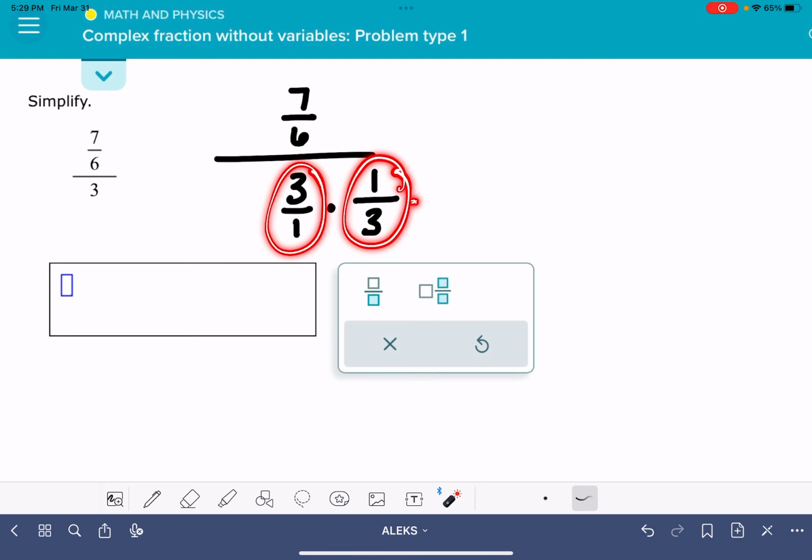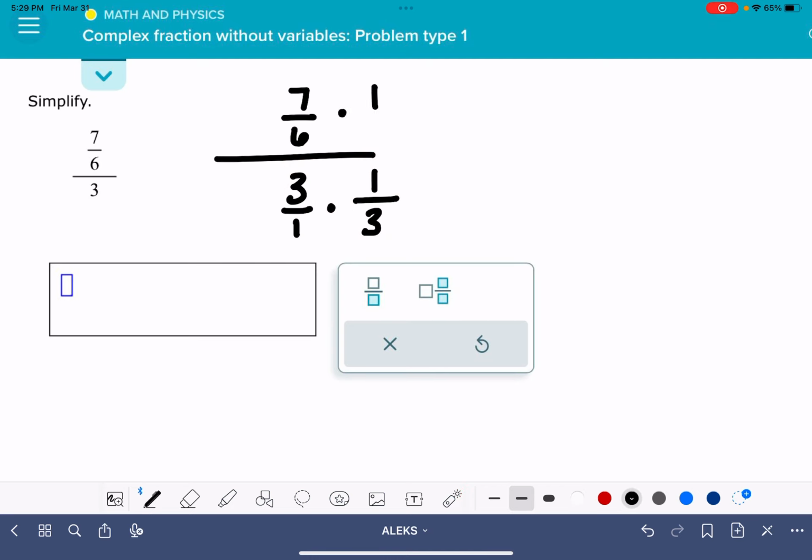Now the only way that this is going to be mathematically valid is if I do the exact same thing to the top of the fraction as well. And then that way I'm not changing anything. So I'm going to work the math out on both the top and the bottom of this fraction.